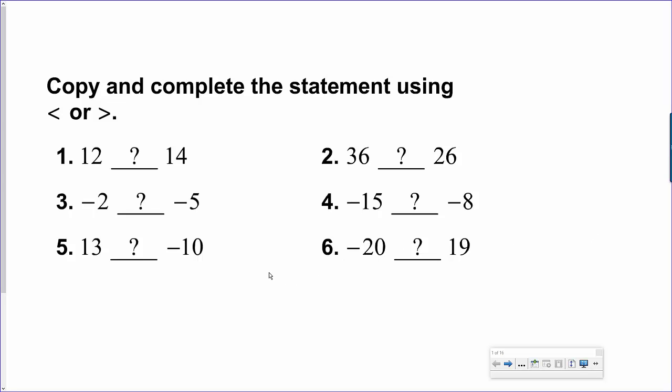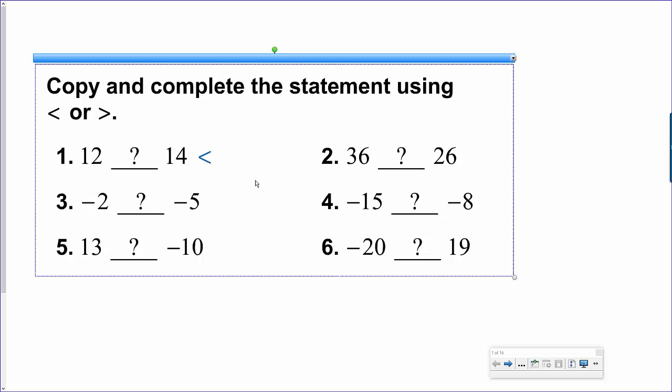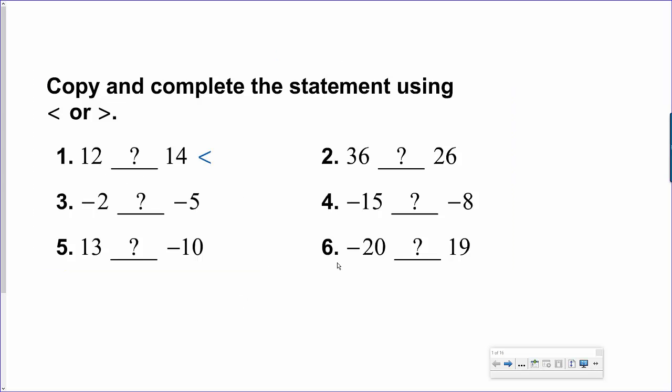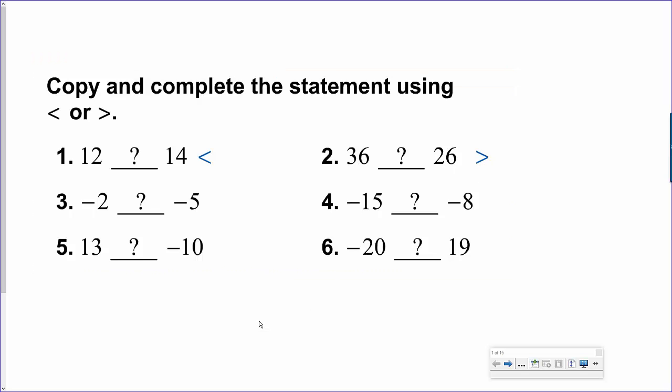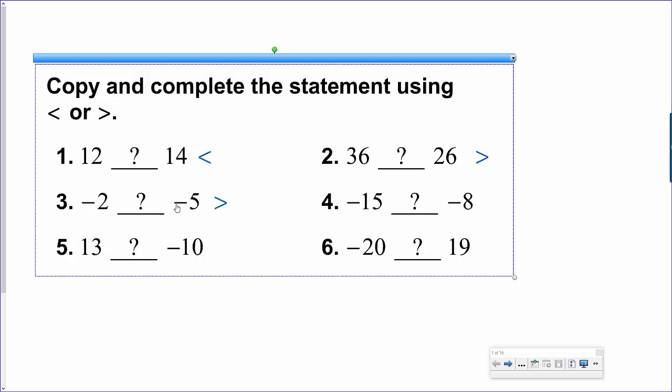All right, now that you've checked them out, let's go and look. First of all, 14 is greater than 12. 36 is greater than 26. Negative 2 is greater than negative 5. Negative 8 is greater than negative 15. 13 is greater than negative 10. And 19 is greater than negative 20.